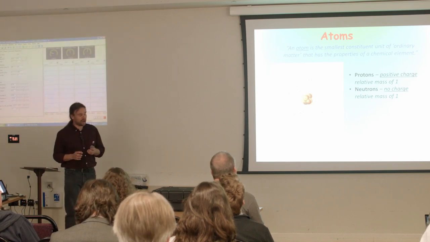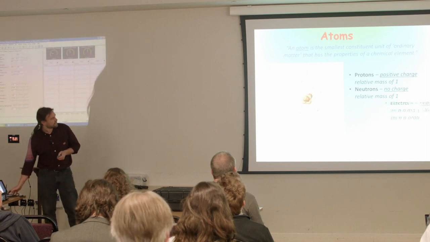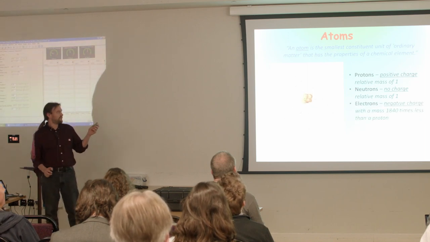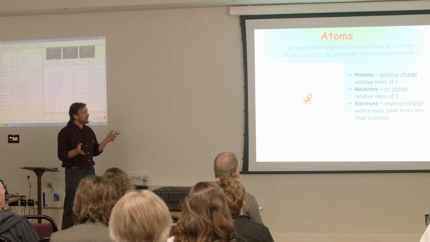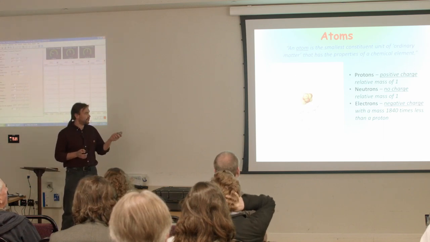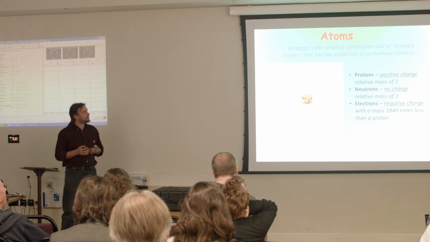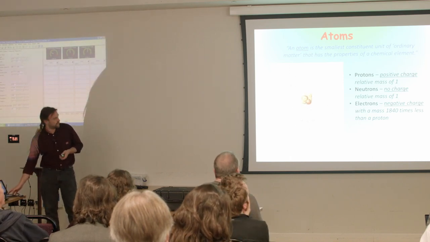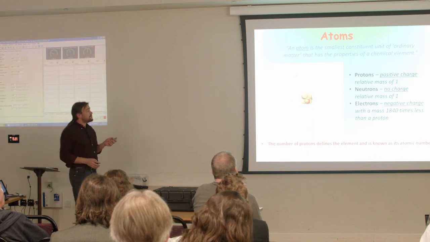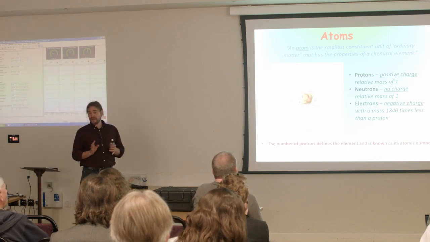Neutrons have no charge and also a mass of one. And then whizzing around the outside, we have electrons, which have a negative charge of one. This is equal but opposite to the charge on the proton. But their mass is almost 2,000 times less than that of a proton. So the number of protons in your atom defines what the atom is.